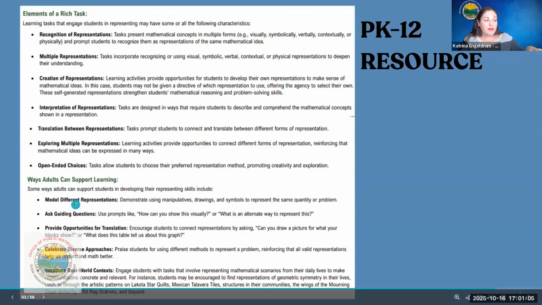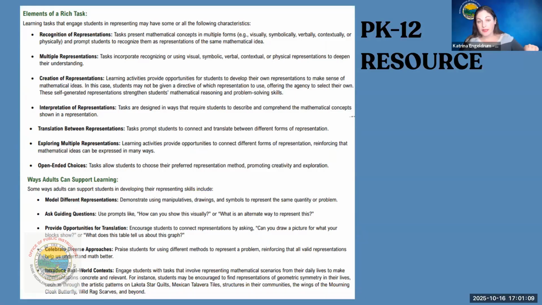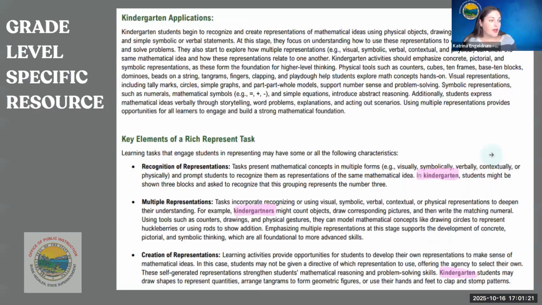Now, this bottom part, a lot of teachers already know this, but this is really helpful for families when they're trying to understand why justifying and proving is so important to the math classroom. You can show them, and then you can also show them how they can help you help their students do that. And then in kindergarten, in all the grade level ones, it'll actually give an example for the grade level.